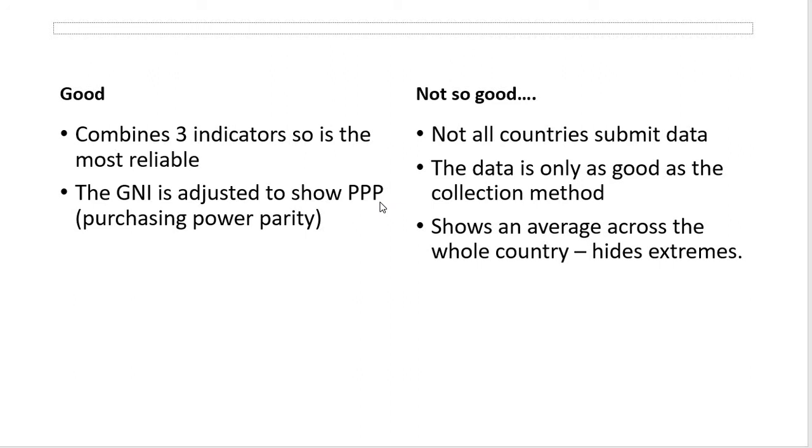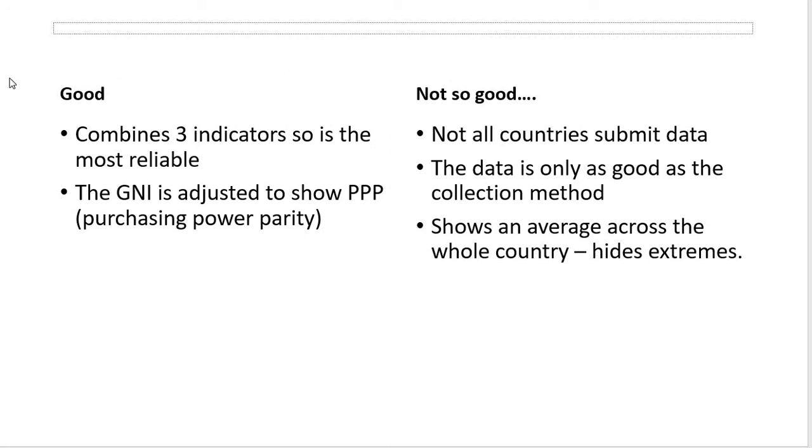Okay, things that are not so good about using the HDI. Well, not all countries submit data. They don't have to. They're under no obligation to do so. The data is only as good as the collection method, so sometimes countries are accused of lying about their data to make them look better than they really are. And just as with all the measures, it only shows an average, okay? It hides extremes. It's also worth noting that although it combines 3 indicators, those indicators are only social and economic. It doesn't include any kind of environmental or political indicator. And those environmental and political factors can have a real bearing on the quality of your life.